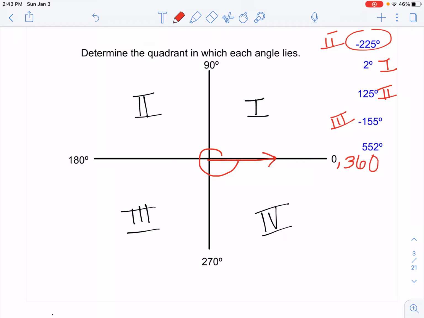If we add 90, we're going to be at 450? And we want to go to 552, so we keep adding 90. So can we add another 90? And if we add 180, we're going to be at 540. So it looks like we're going to go a little bit further, and we'll be in the third quadrant. So being able to sketch angles is important.